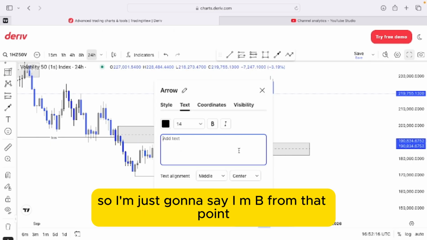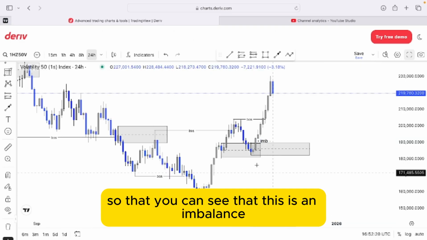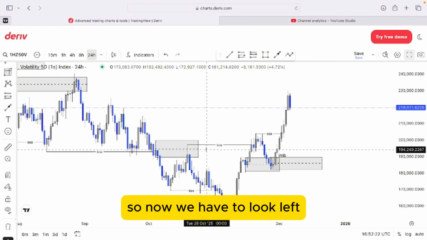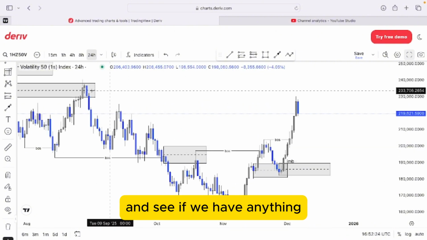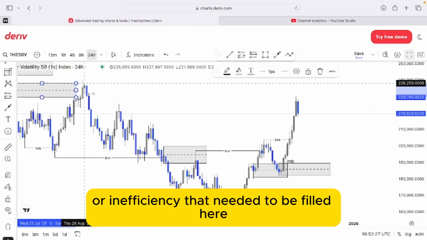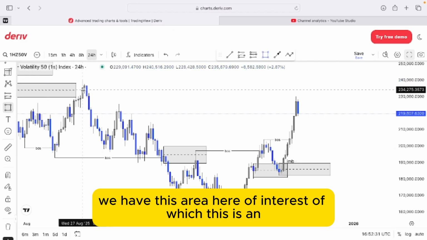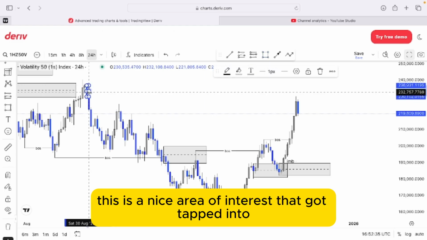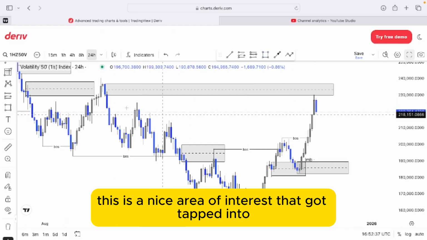So I'm just going to say IMB from that point so that you can see that this is an imbalance. So now we have to look left and see if we have anything that needs to be filled here, or inefficiency that needed to be filled here. As you can see here, we have this area of interest, which is a nice area of interest that got tapped into.